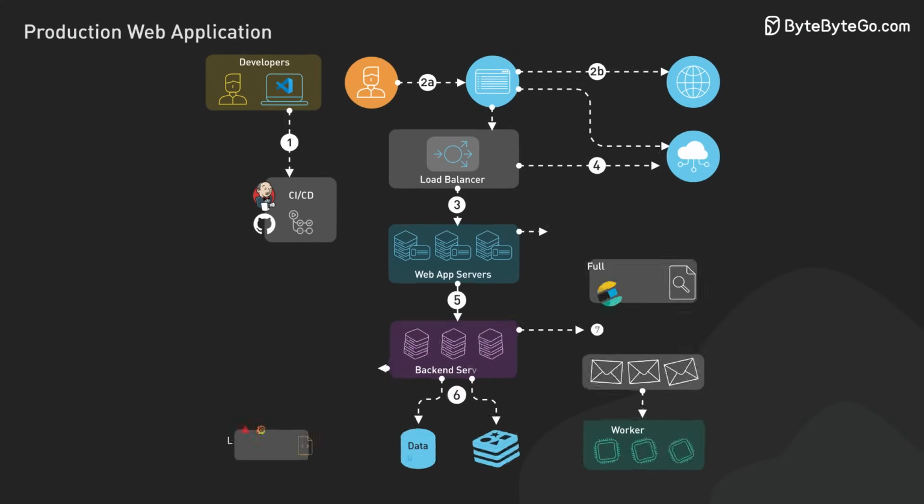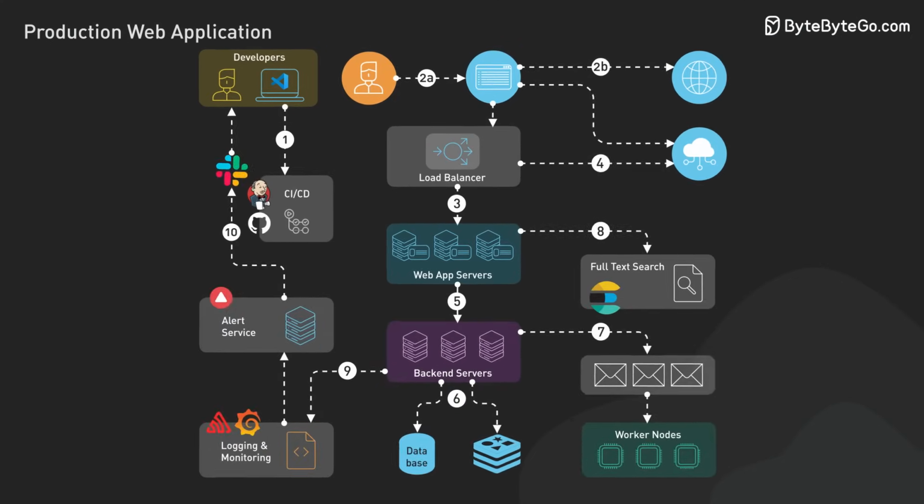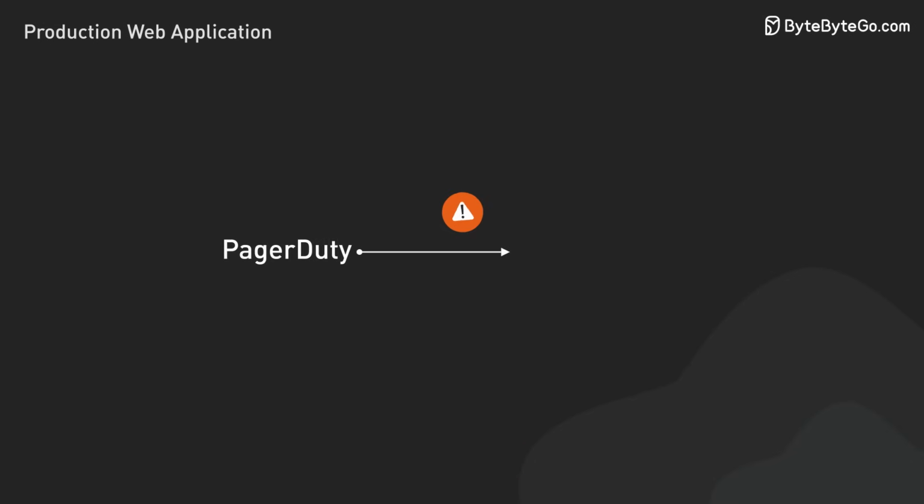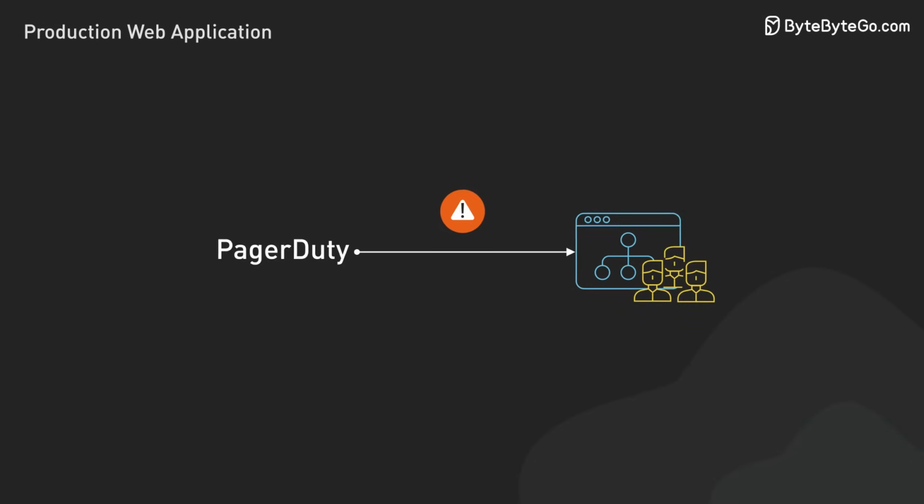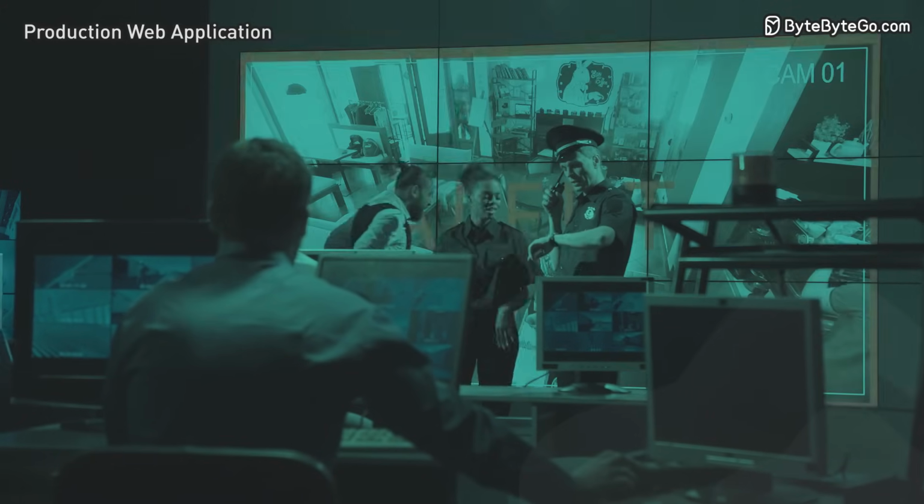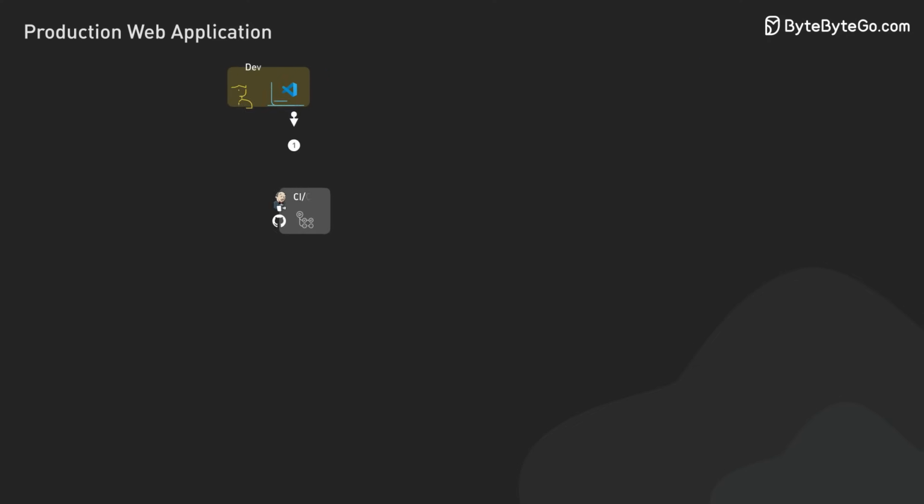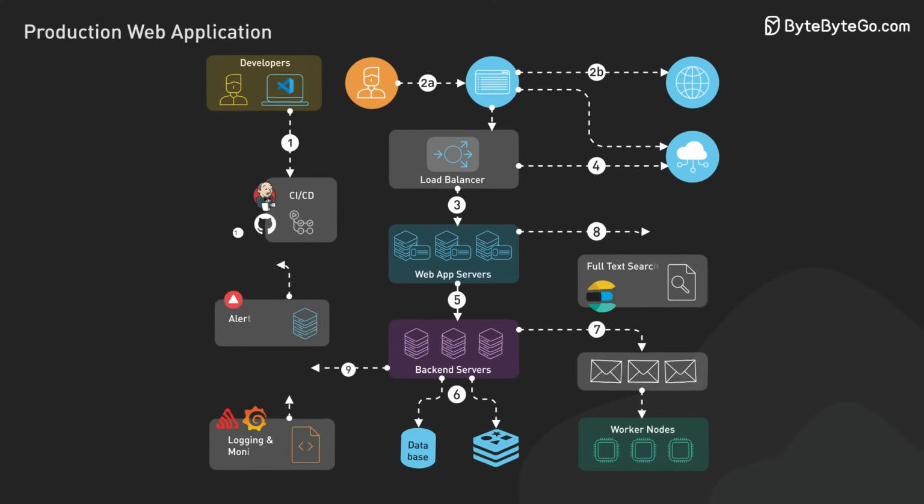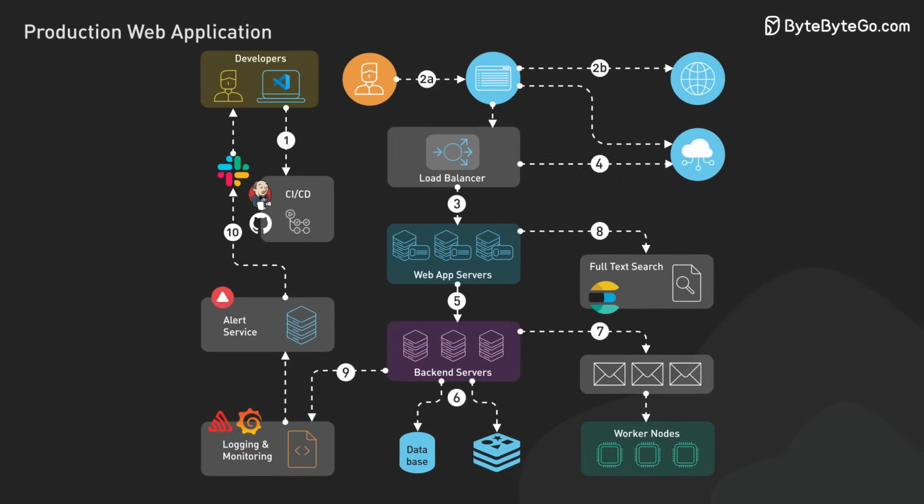Finally, when something does go wrong, we need reliable alerting. Platforms like PagerDuty send real-time alerts to the team to ensure issues are resolved quickly. No one likes surprises in production, so fast alerts are essential. And there you have it, the key components of a production-ready web application architecture.